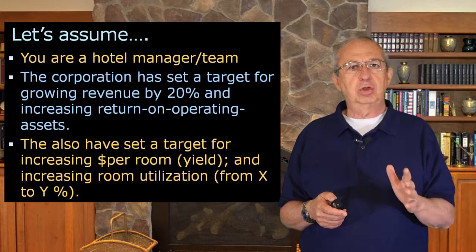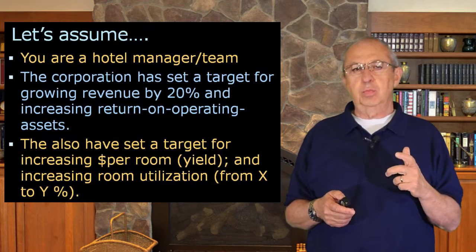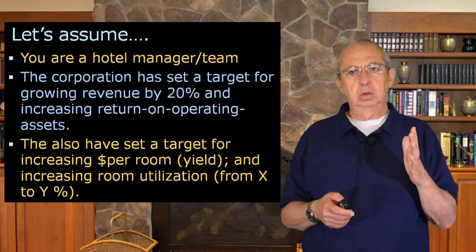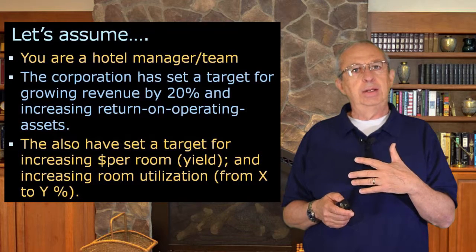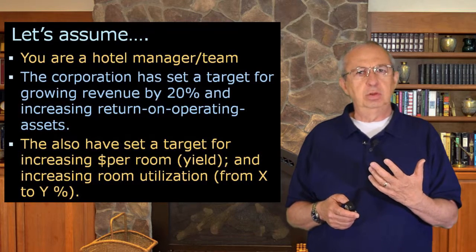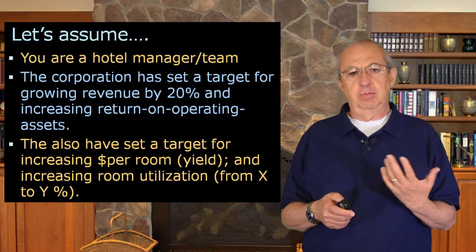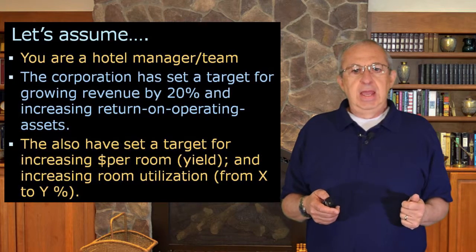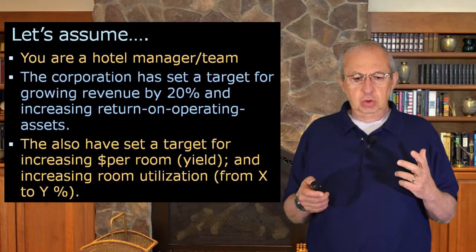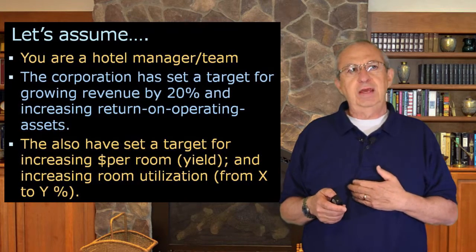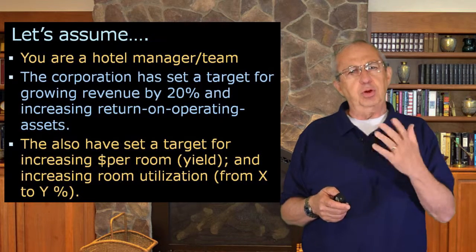A goal for return on our assets. Most corporations would have both a revenue goal and then a return on asset goal, which is a way of computing profitability of our assets, profitability of the properties. And also, let's assume that the corporation, in thinking about how we're going to get there, has set a productivity number.